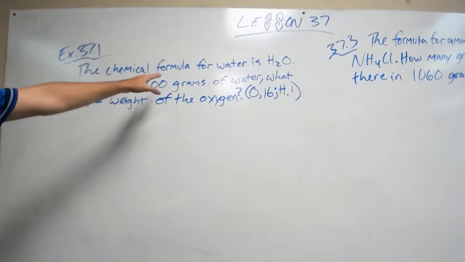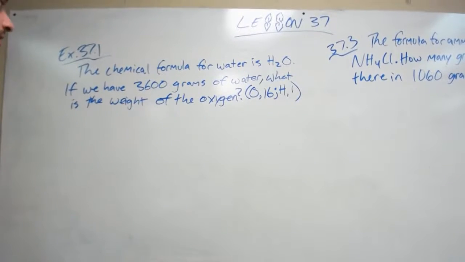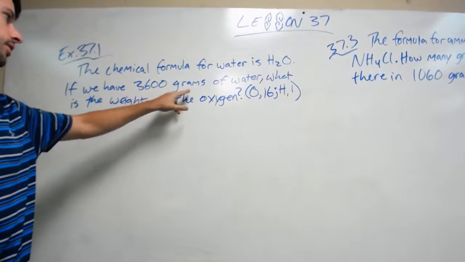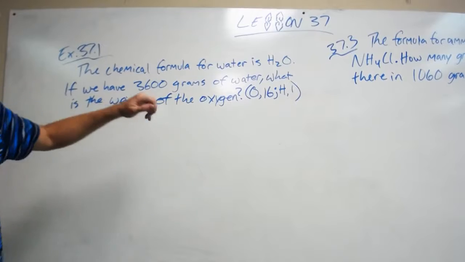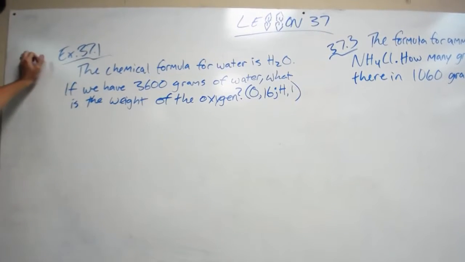The chemical formula for water is H2O. We have 3,600 grams of water. What is the weight of the oxygen? I'll just kind of put this one on the board so you can see.